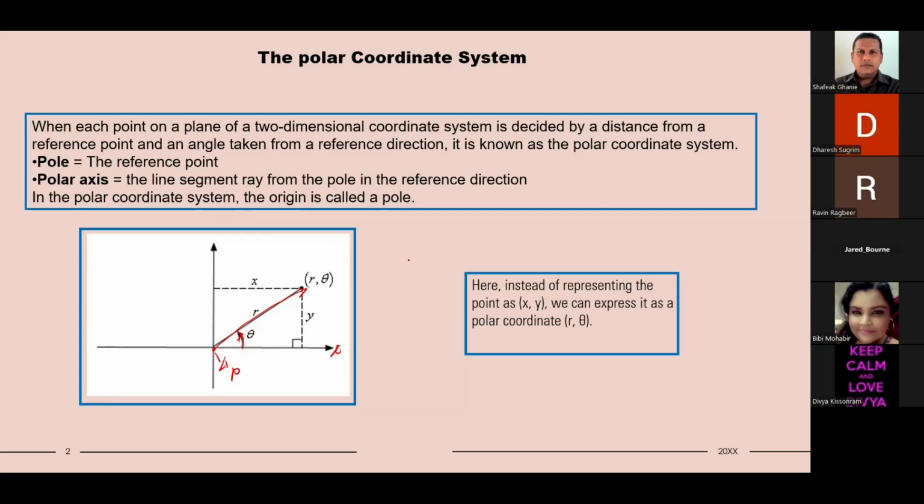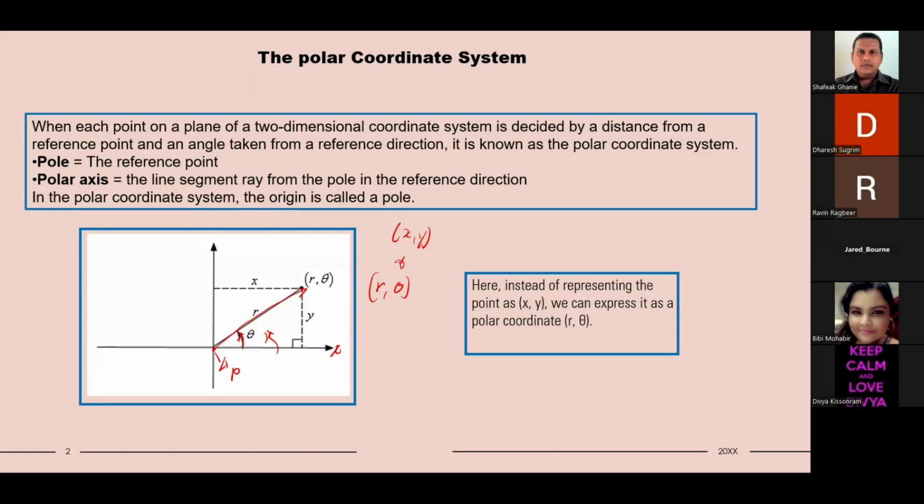So in a normal Cartesian coordinate system, you would write the point as (x, y). But in this polar coordinate system, you're writing it as the distance the point is from the reference point, which is r, and the angle of displacement at which this polar axis lies, which is theta. It's always measured from the positive x-axis, going this way, anti-clockwise.